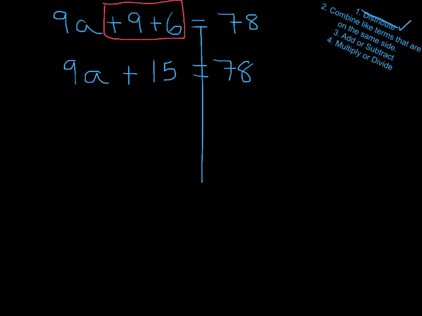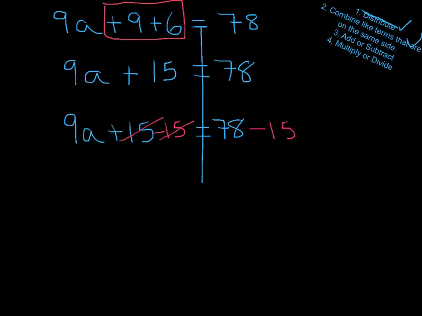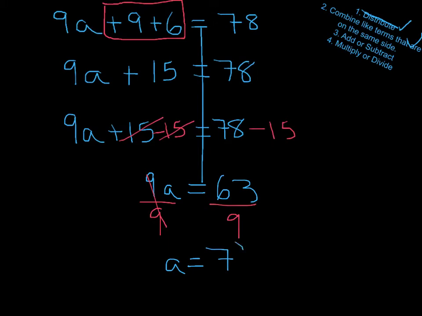So after we combine like terms, we're down to a two-step equation where we can subtract 15. So on the left side, 9a comes down, and 78 minus 15 is 63. And then the last step, divide both sides by 9. So a equals 7.